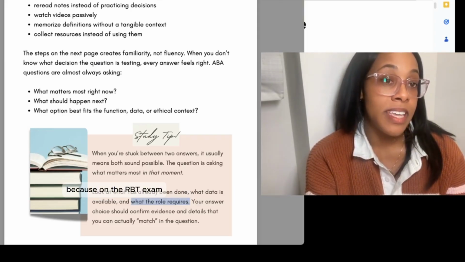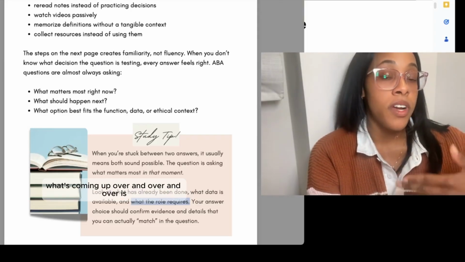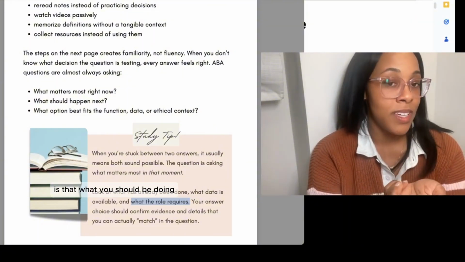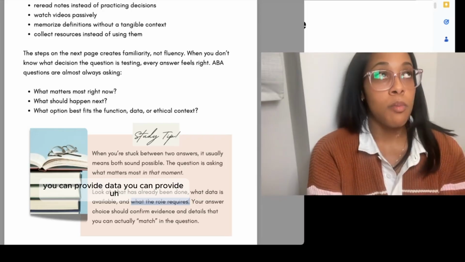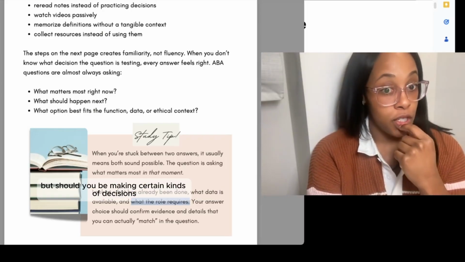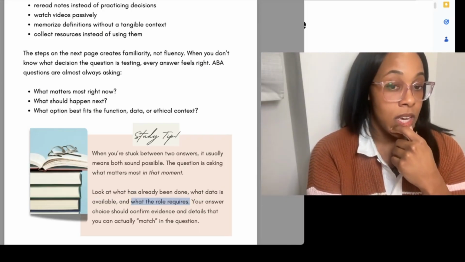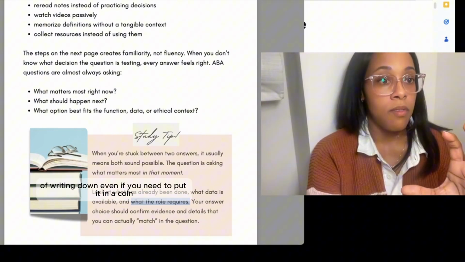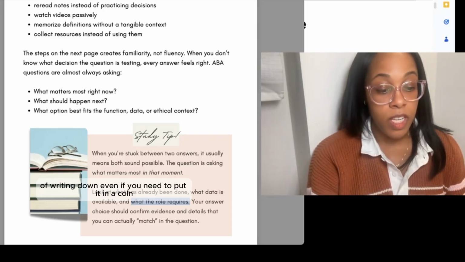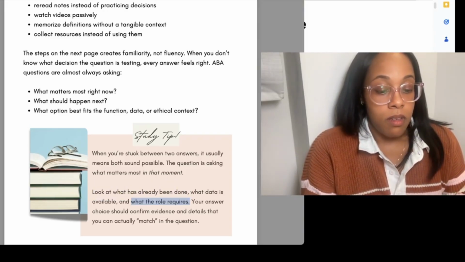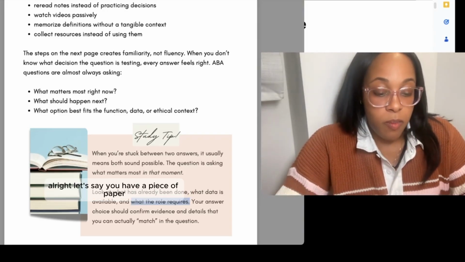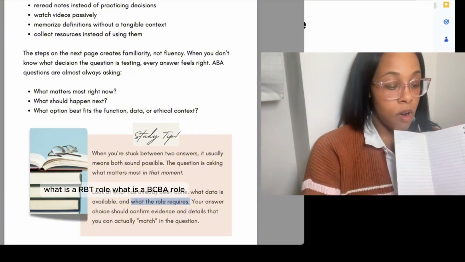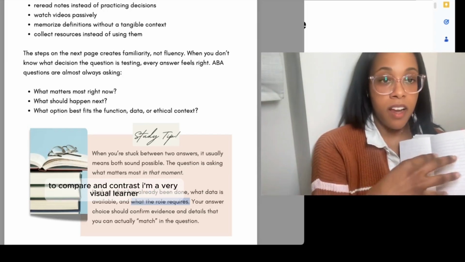Now, what the role requires, that is definitely going to be under the RBT section. Because on the RBT exam, what's coming up over and over and over is, is this your role or not? Is that what you should be doing? You can provide data, you can provide notes, but should you be making certain kinds of decisions? So for the RBT exam, that is something you definitely want to keep in mind, writing it down, even putting it in a column. Let's say you have a piece of paper and you're just writing down what is an RBT role, what is a BCBA role, to compare and contrast.